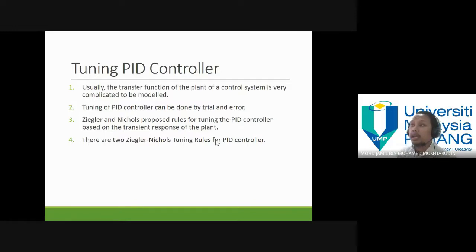If we want to develop a control system, we can do an experiment to determine the time response of the plant. So the tuning of a PID controller, in real cases, maybe we can do by trial and error. We adjust the gains of the PID controller and see whether, by changing the gain, the output becomes stable.